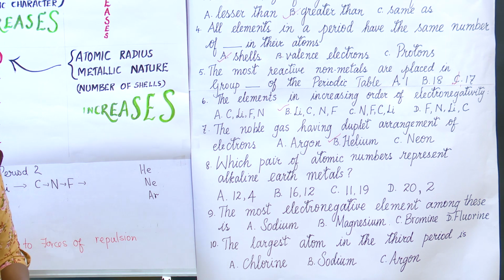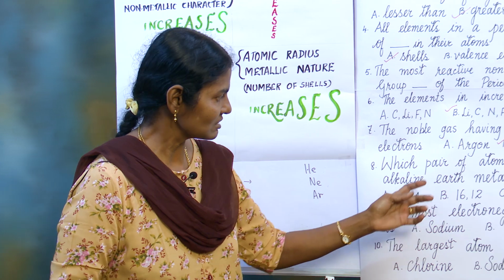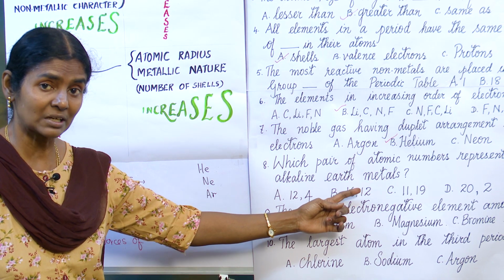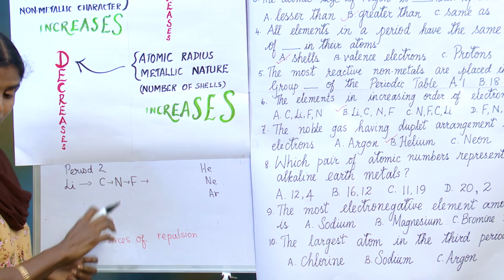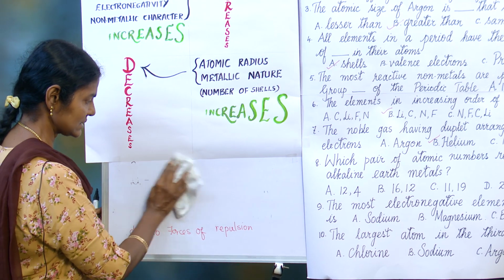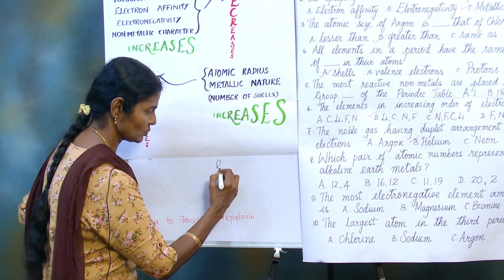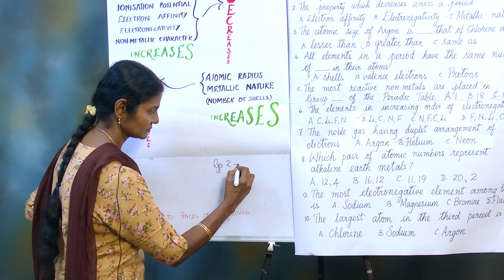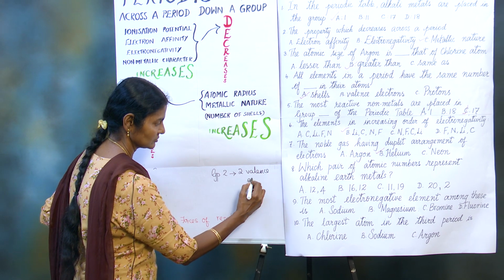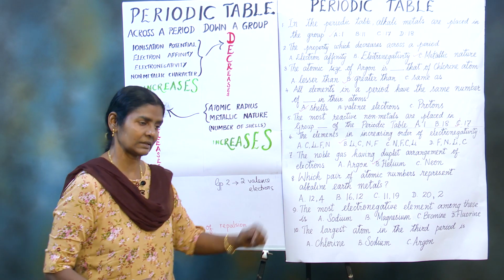Next, which pair of atomic numbers represent alkaline earth metals? Remember, alkaline earth metals belong to group 2. Group 2 means 2 valence electrons. We should not forget that. Group 2 is 2 valence electrons. This will all have 2 valence electrons. These are called alkaline earth metals.